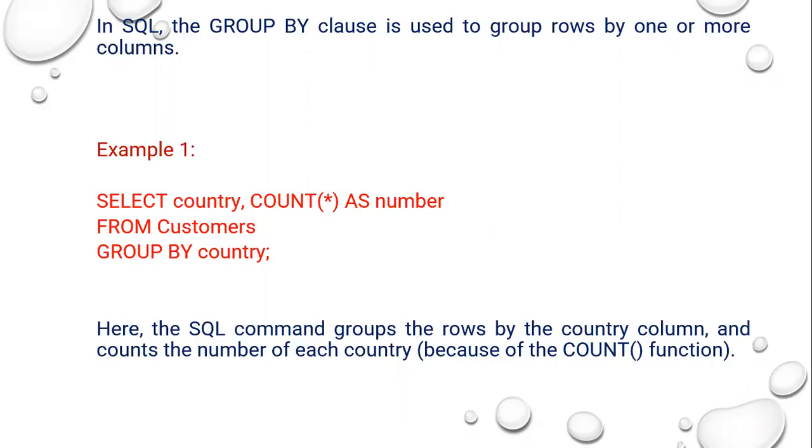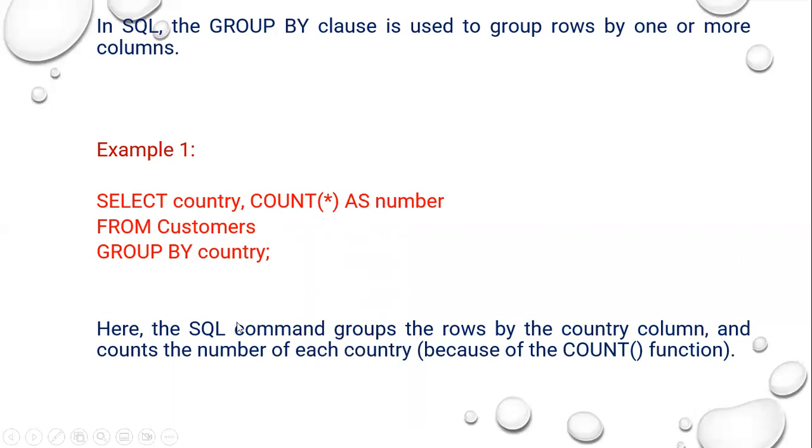So, generally, what will happen when you use the GROUP BY clause? It's one that is always used to group rows by one or more columns. Example 1, you can see: SELECT country, COUNT(*) AS number FROM customers GROUP BY country. So when you execute this query, what will happen? Based on the table information, it will filter the information. Let's see the results also.